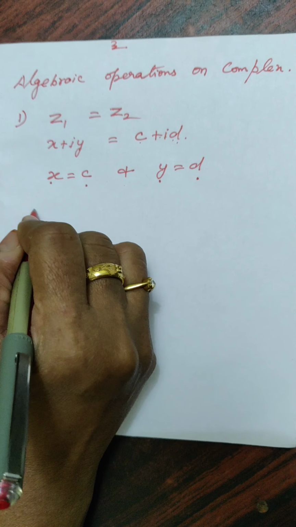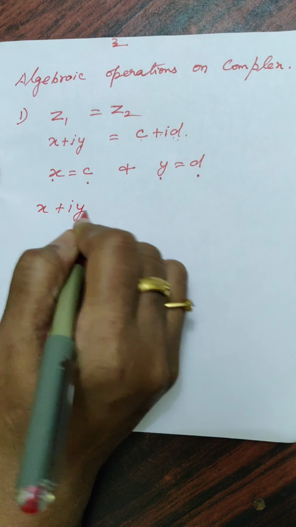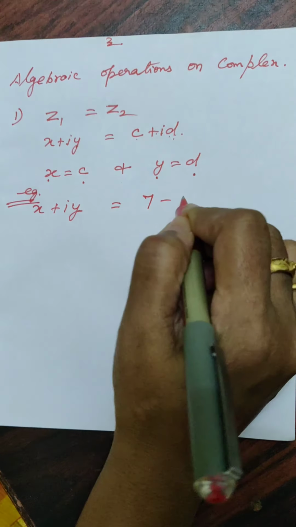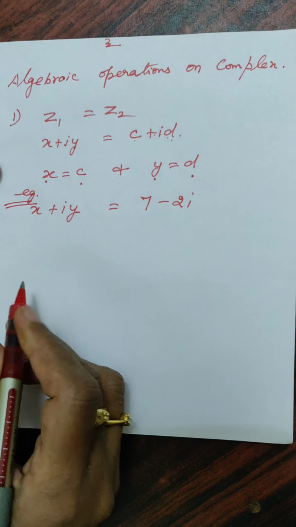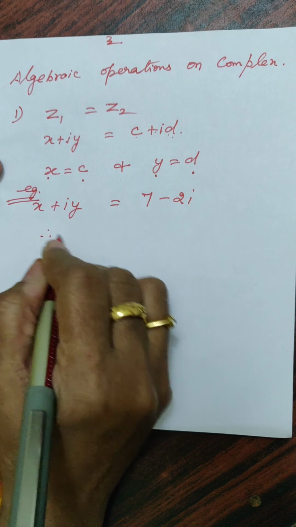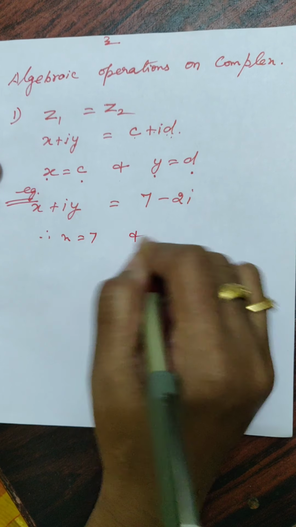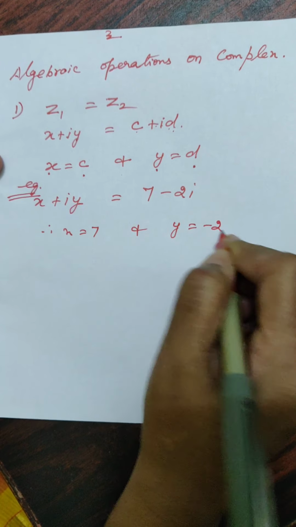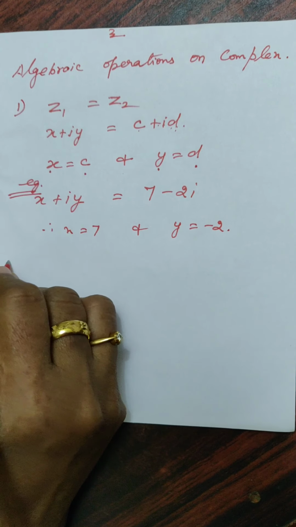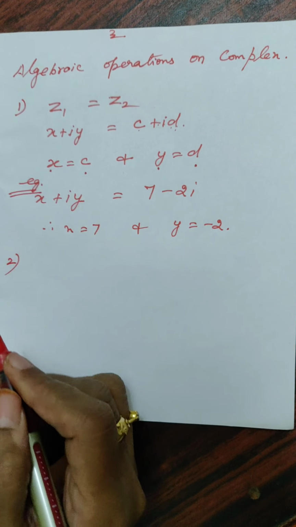Now, let us check. For example, if x plus iy is equal to 7 minus 2i, then what is the value of x and y? Therefore, x is equal to 7 and y is equal to minus 2. Is it clear now? Now we are going to discuss the fundamental operations.